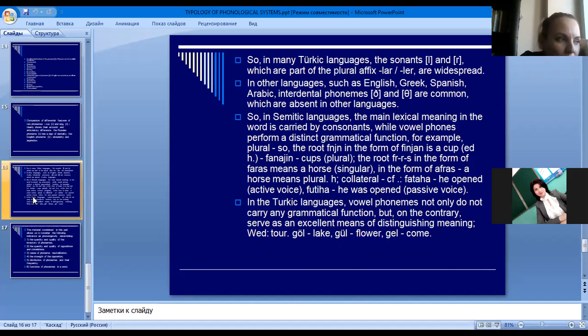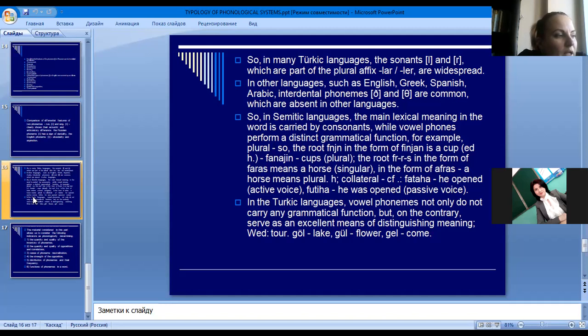Finally, the complex of features that are part of the criteria for determining the typology of languages at the phonological level should include those functions that are performed by certain classes of phonemes in the structure of the language. So, in Semitic languages, the main lexical meaning of the word is carried by consonants, while vowels perform a distinct grammatical function.